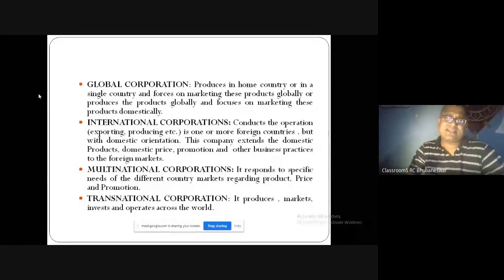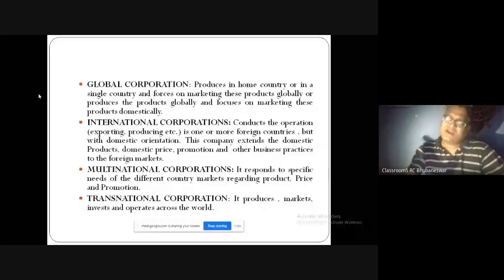And transnational corporations, here we are more conscious about the transnational corporation. It means it produces, markets, invests, and operates across the world. Production is carried out in a host country, marketing is also done from the host country, and investing and operating across the world, from the host country to other countries, that facilitation arises; that is called a transnational corporation.